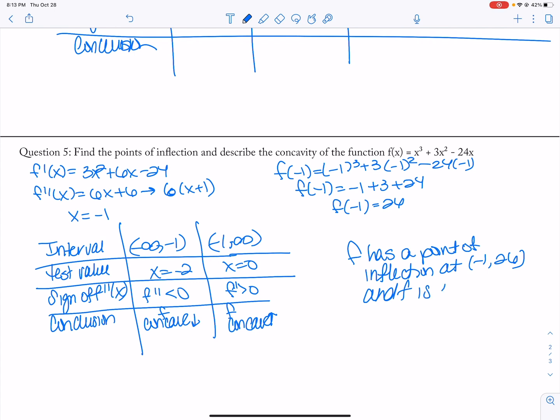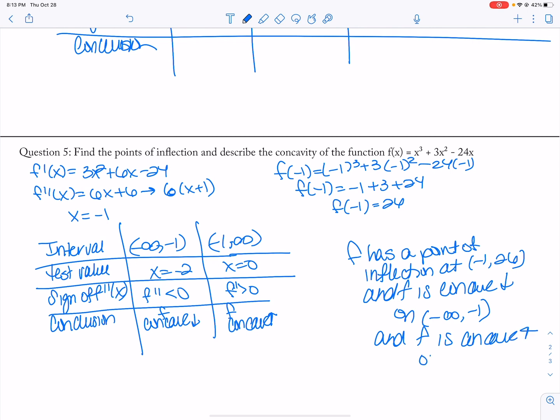Okay, so f has a point of inflection at (negative 1, 26), and f is concave down on the interval from negative infinity to negative 1, and f is concave up on the interval from negative 1 to positive infinity. Okay, and that's it for this section.